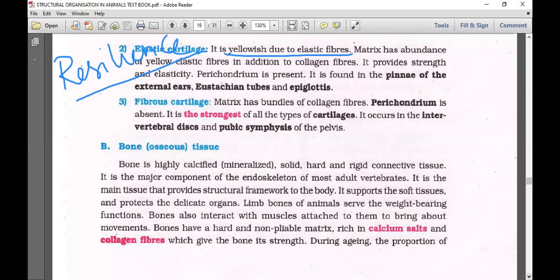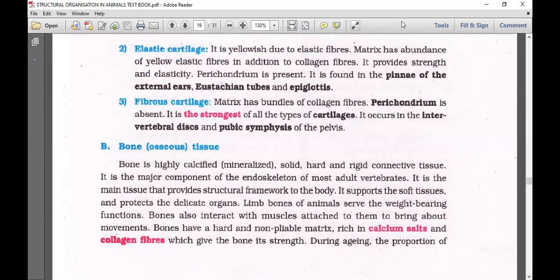You can feel it yourself. Bend your ear. When you bend your ear and then leave it, it gets back to its original position, isn't it? That we say is resilience. That is because of elasticity, and that is because of elastin fibers.